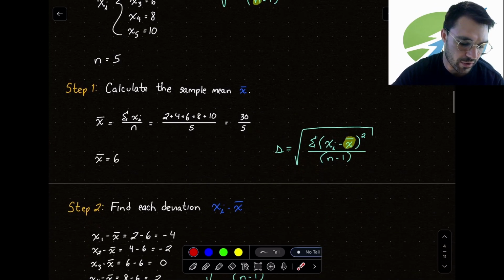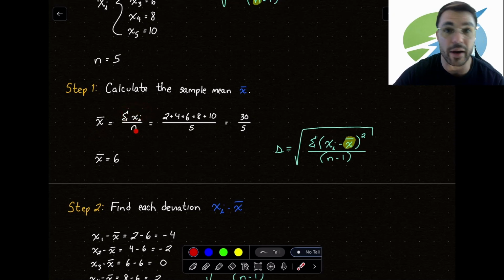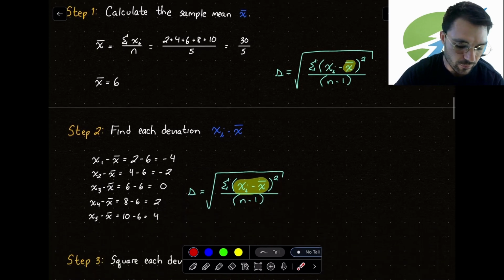All right, let's start. Step 1, calculate the sample mean, X bar. We've done this a bunch now. We should know by now. The mean is the sum of all observations, this is a shorthand notation for that, divided by the number of observations. So the sum of our observations is 2 plus 4 plus 6 plus 8 plus 10, divided by 5 observations, equals 30 over 5. Our sample mean X bar is 6. 30 divided by 5 is 6. And that's this part of our equation here.